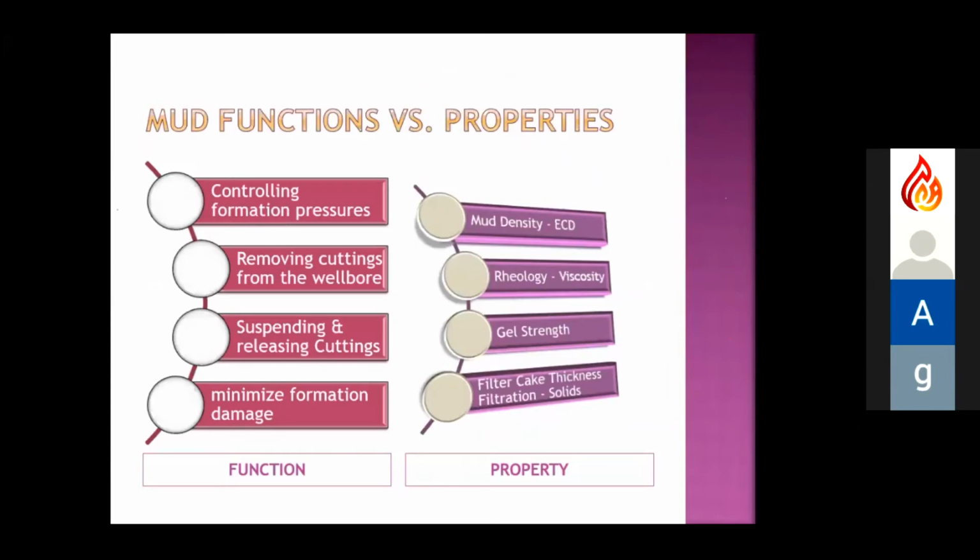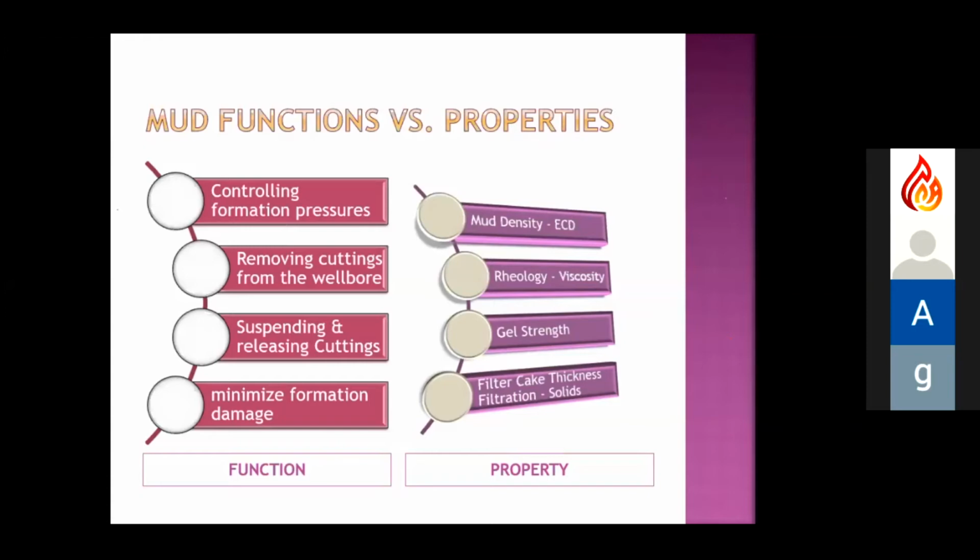Now, mud functions versus mud properties. We know the mud functions, but we need to make a relationship between mud functions and mud properties. Which function leads to which properties? Properties affect the function. Controlling formation pressure is the first function. We need mud to control formation pressure, because when you make a hole, some pressure will come, and you have to control this pressure.